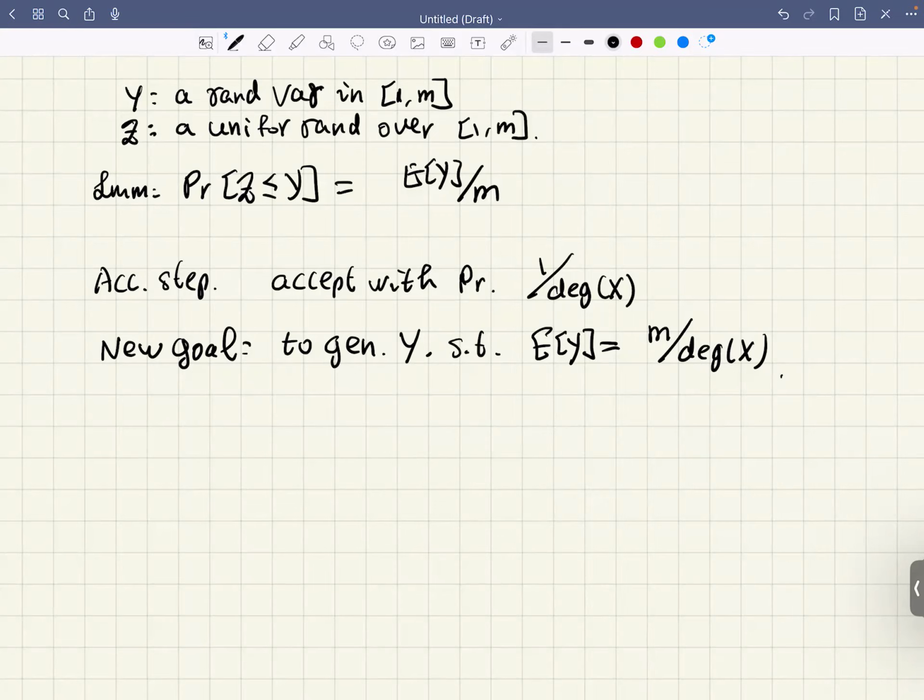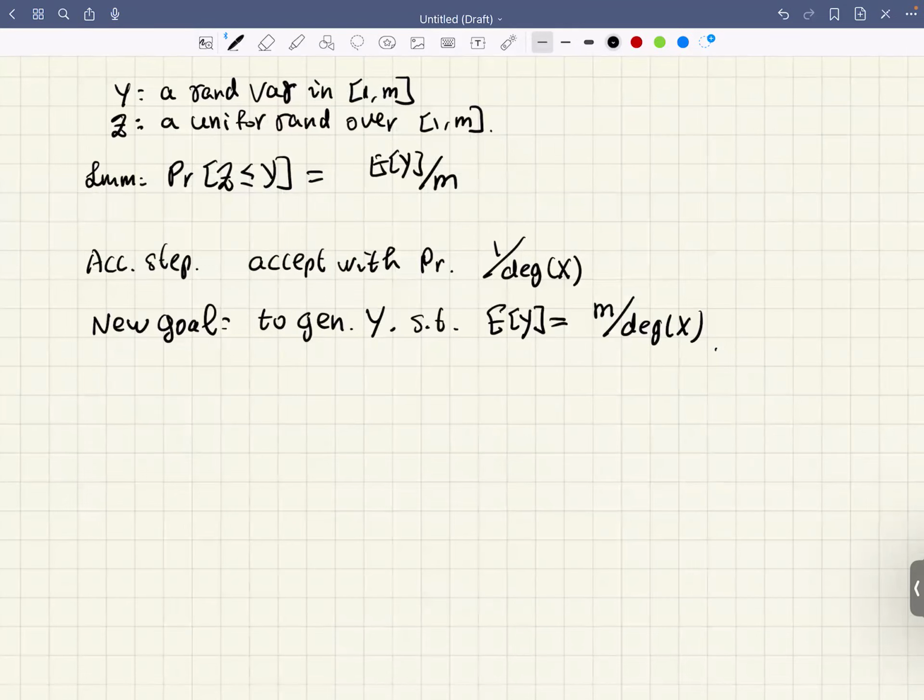Well, the rest is pretty much just the standard details. I still have 10 minutes, and let's see how much I can give you. So now the issue is, I want to generate this y, and you pay some dollars to generate this y.